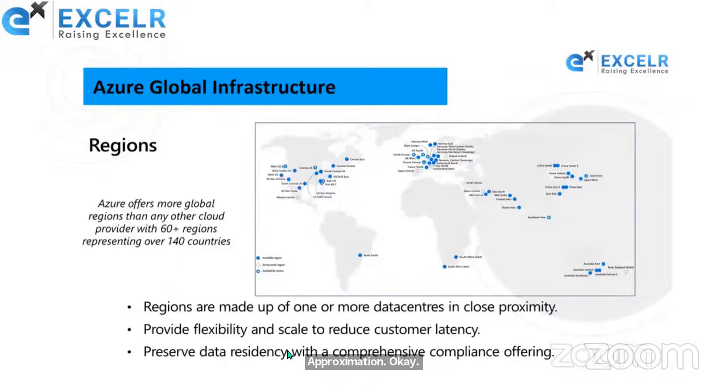It provides flexibility and scale to reduce customer latency. To have good usage of these services, like compute, storage, and network services, these regions and availability zones provide good flexibility so that users don't have issues while accessing those services, reducing latency, meaning network delays. It also provides data residency with comprehensive compliance offerings. That means it will try to provide data availability and data durability with the compliance specifications.